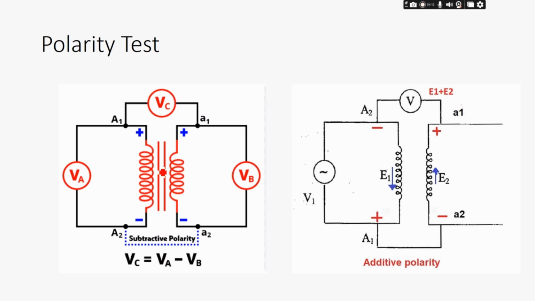Okay, now next is the polarity test. Here we can see the same polarity. If we connect two transformers with the same polarity, this value of voltage will give us 0. And if we connect two different polarities, it will give us the addition of those two quantities.